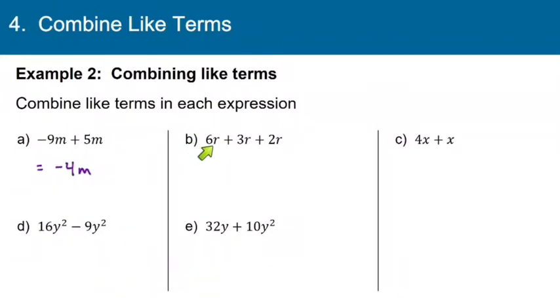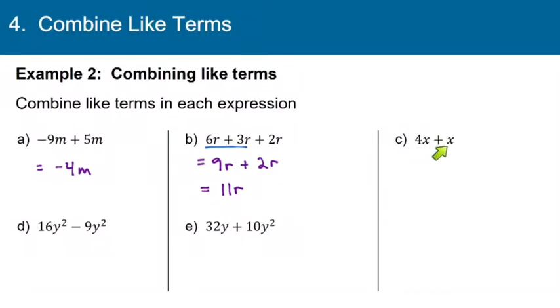On part B, we have 6r plus 3r plus 2r. We don't know what r is, but if we combine these first two terms, 6r plus 3r gives us 9r, and then 9r plus 2r gives us 11r.